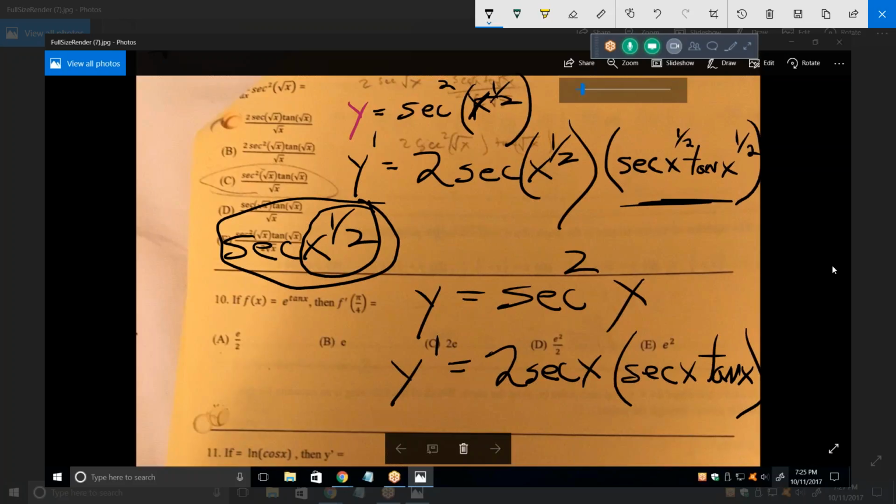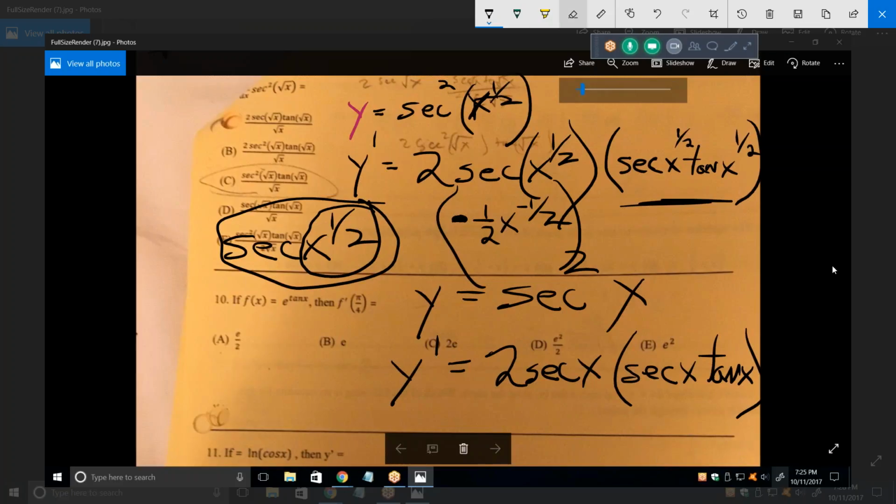I've run out of room here, so I'm going to do it like this. What's the derivative of the second inside? Negative, no, 1/2 x to the negative 1/2. There's the second inside. So I'm multiplying: the secant of x to the 1/2 times that times this. I am multiplying three things together here, but this is tricky.